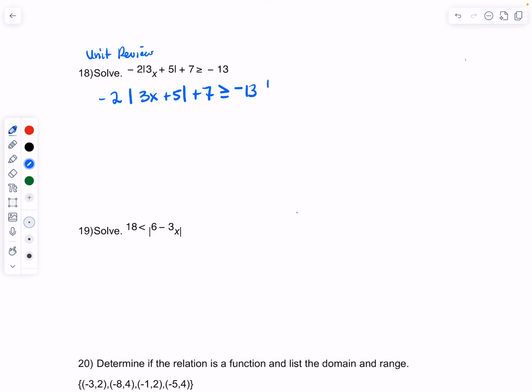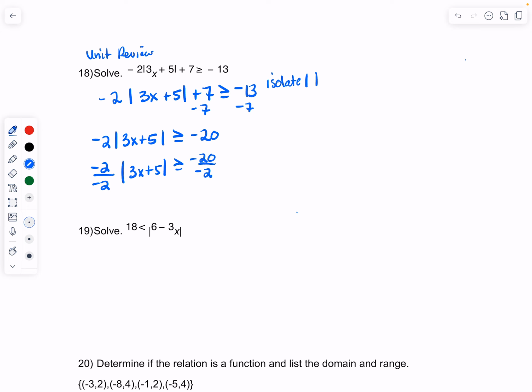You are going to try to isolate the absolute value. In order to do that, I'm going to subtract 7 off of both sides. So I get -2 times the absolute value of 3x plus 5 is greater than or equal to -13 plus a -7, which is -20. Now I'm going to divide both sides by -2. And when I do that, I get the absolute value of 3x plus 5 is greater than or equal to 10.